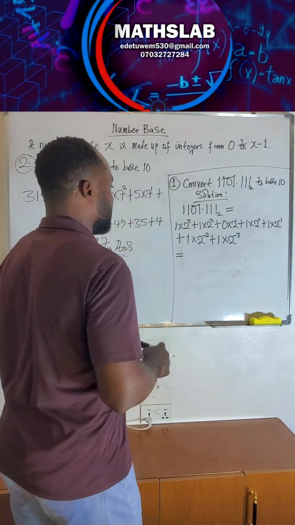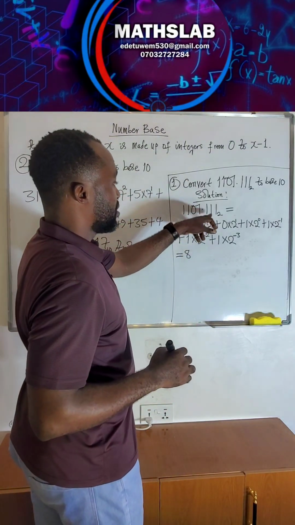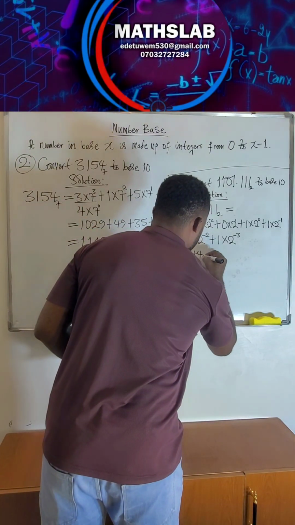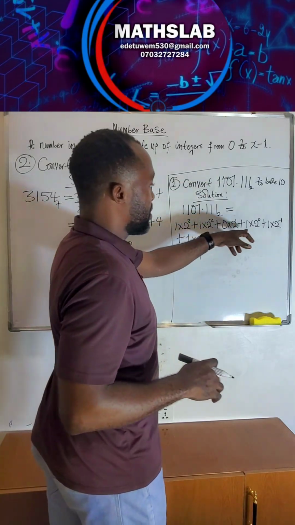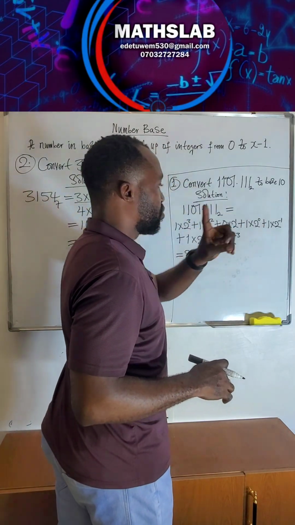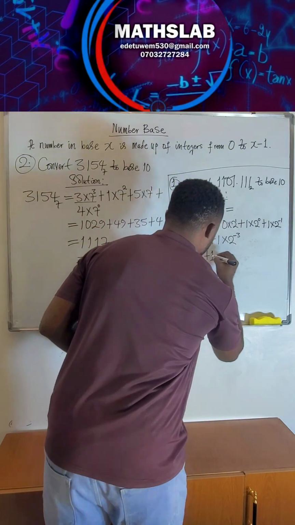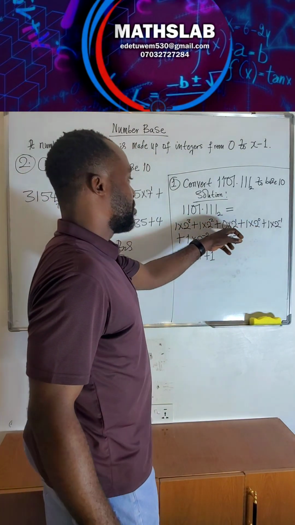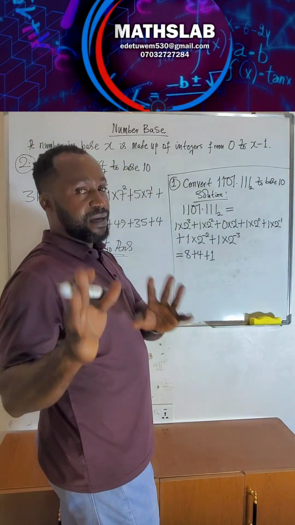1 times 2 raised to the power of 3. 2 raised to the power of 3 is 8. And then 2 raised to the power of 2 is 4. 0 times 2 raised to the power of 1 is 0. And then 2 raised to the power of 0 is 1. 1 times 1 is 1. We are done with the integer part, with the whole number part. We are now going over to the fractional aspect.